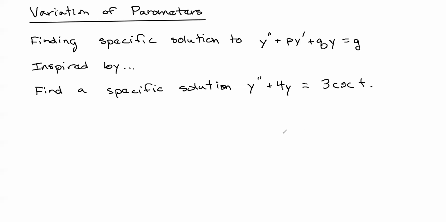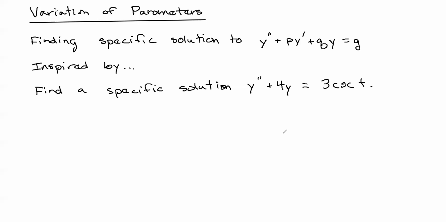So your first thought might be, wait, we've already got a method for finding specific solutions to second-order differential equations. Why wouldn't we just use the undetermined coefficients method, which we covered in the last video? Well, the problem with the undetermined coefficients method is that it only works on functions whose derivatives look at least similar to the original function, right?